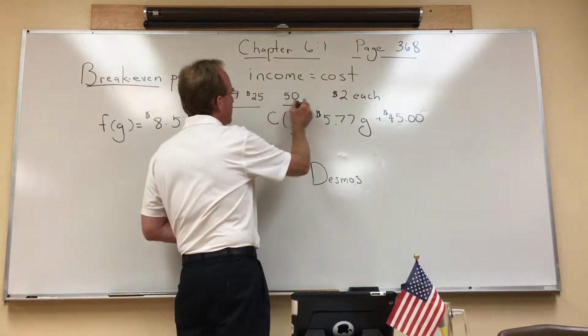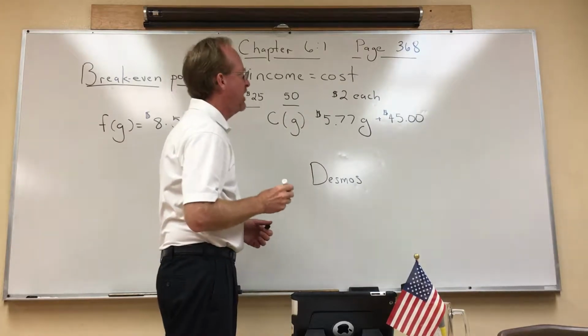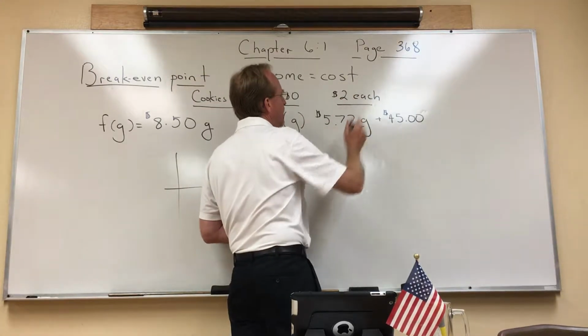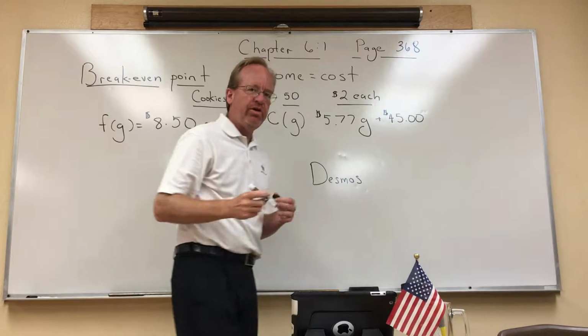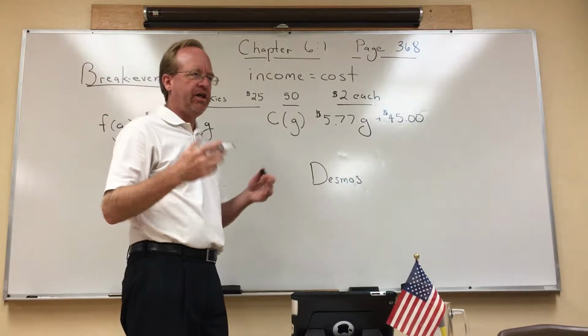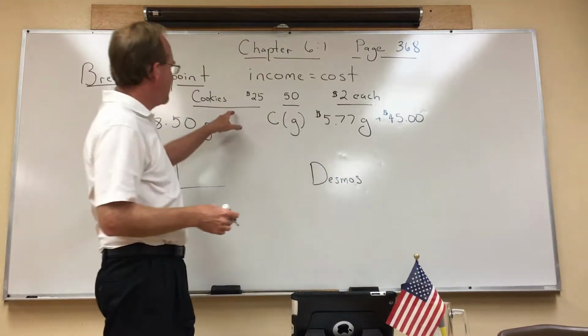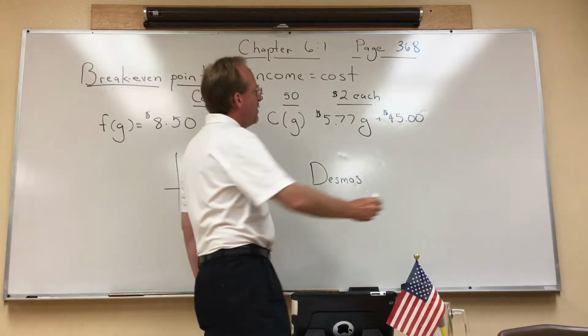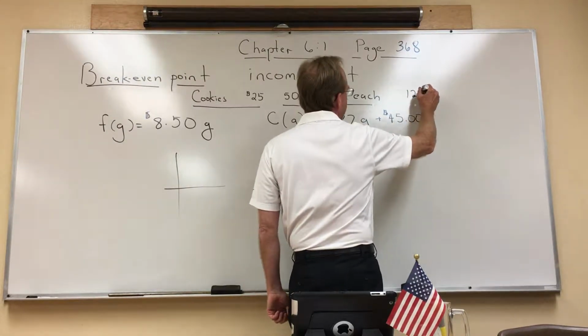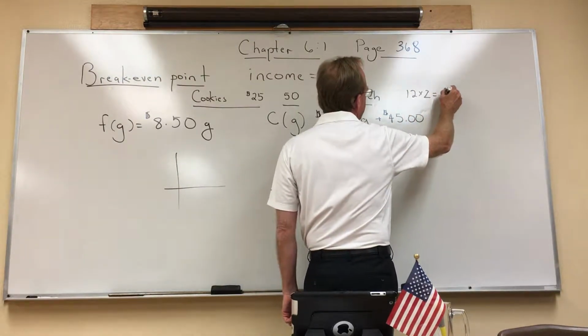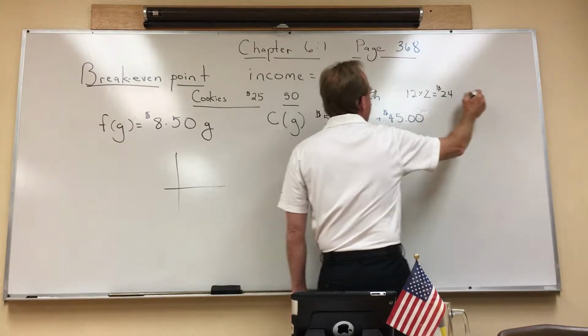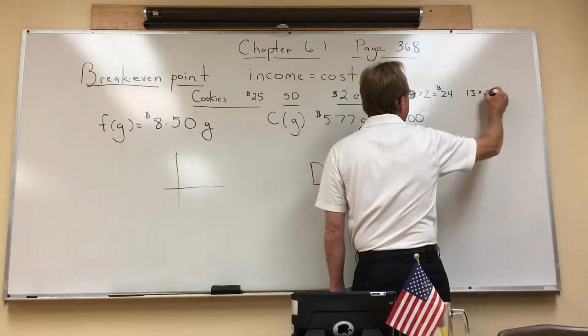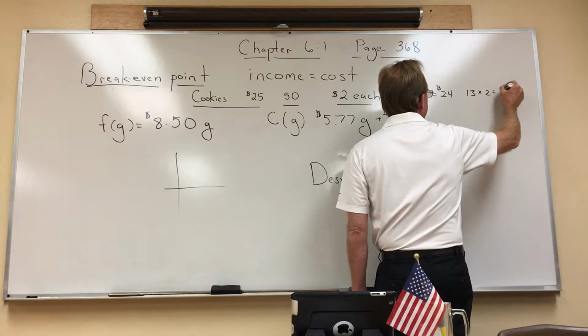And there's 50 cookies in the box, and you're selling the cookies for $2 each. At what point do you break even? Do you get back what you spent to buy the box of cookies? Well, if you do the math, you'll discover that if you sell 12 cookies at $2 each, you make $24. And if you sell 13 cookies, you'll get to $26.